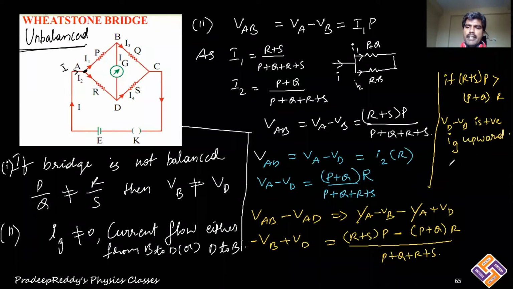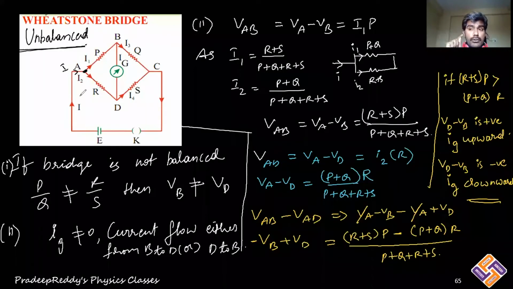Suppose if VD minus VB is negative, then in such case B is greater than D. As a result, IG will be downward. Clear? So depending upon the value of the resistors connected over here, P, Q, R and S, you can substitute those values in this final expression and check whether potential B is greater or potential D is greater. If B is greater, current flows in the downward direction. If D is greater, current flows in the upward direction.